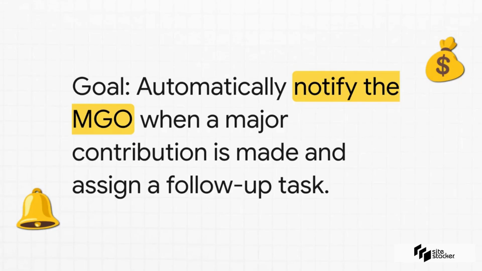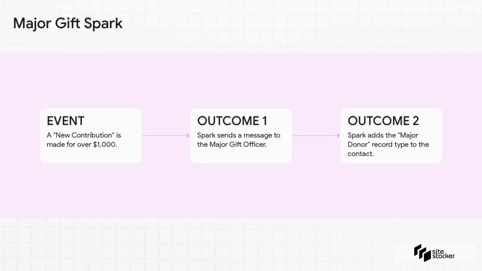Okay, first up, let's set a goal. We want to make sure that anytime a major donation comes in, our major gift officer gets notified immediately and the donor's record gets updated, all without a single person having to lift a finger. So here's how it works. The event is a new contribution for over $1,000. That's our trigger. The moment that happens, Spark kicks into gear and does two things. First, it pings your major gift officer with a message. Second, it finds that donor's record and slaps that major donor tag on it. It happens instantly. It's always accurate, and it means you never miss a critical opportunity.